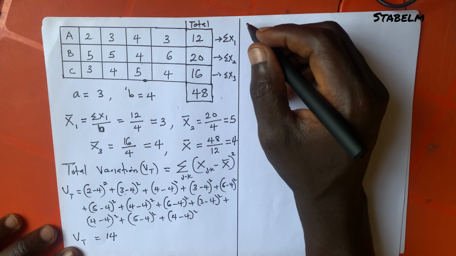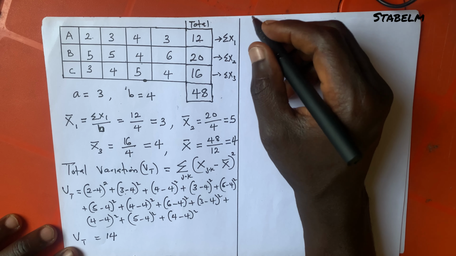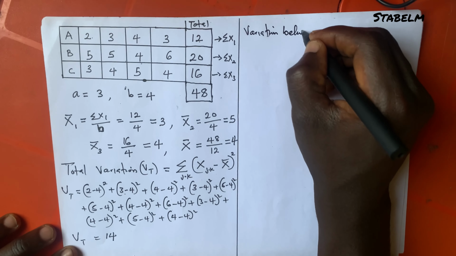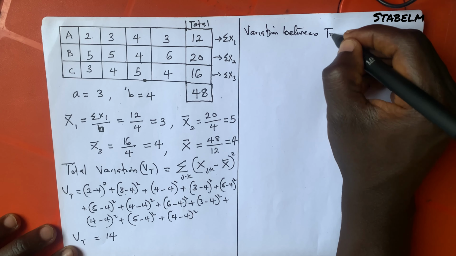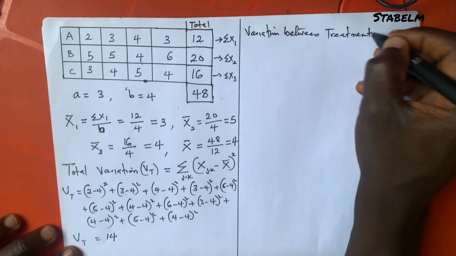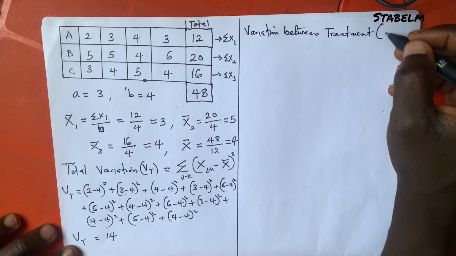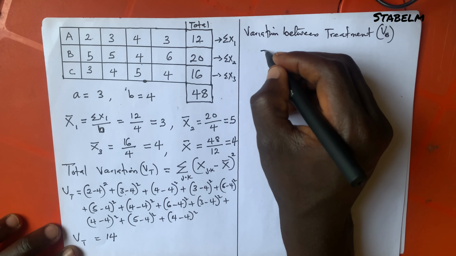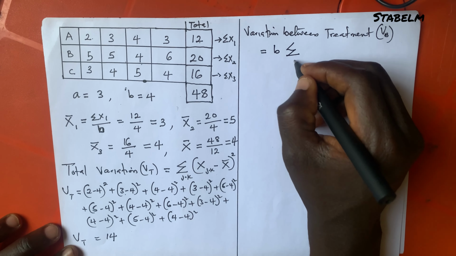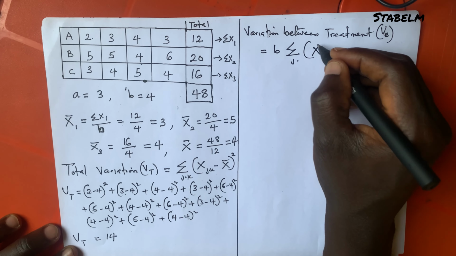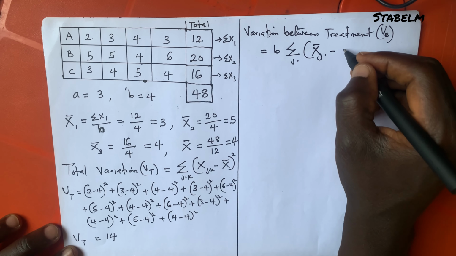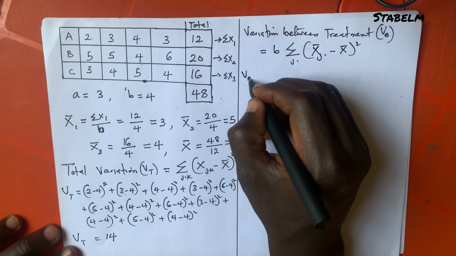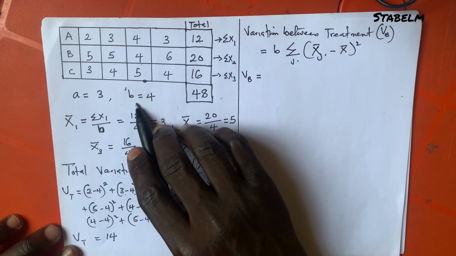Okay, variation between treatments. So we have V subscript b, and the formula is given as b summation j dot into bracket x bar j dot minus x bar, all squared. So we say V subscript b equals, our b right from here is 4.